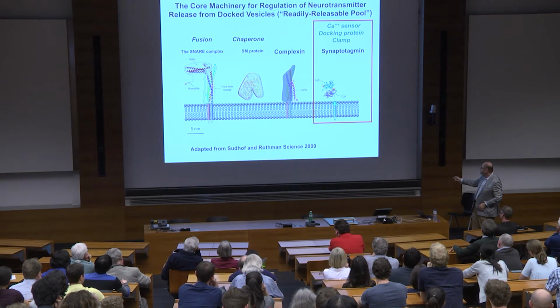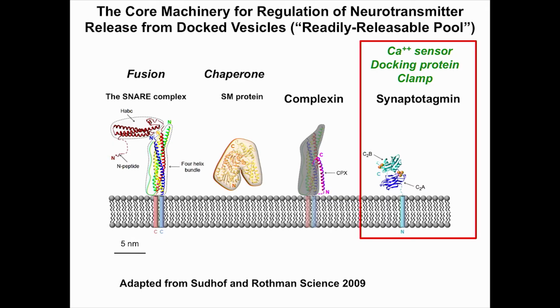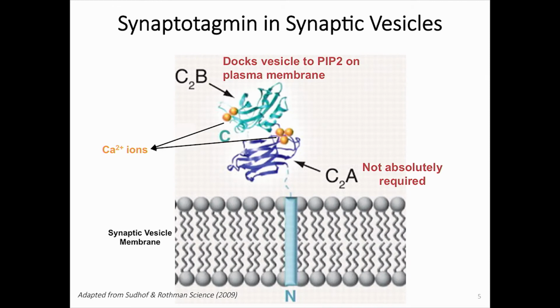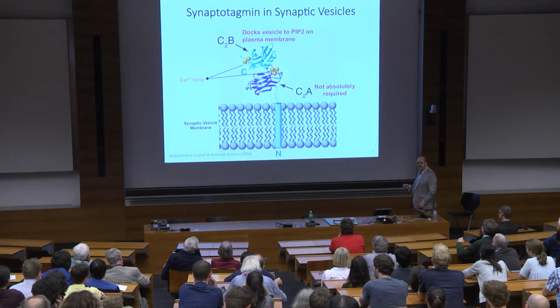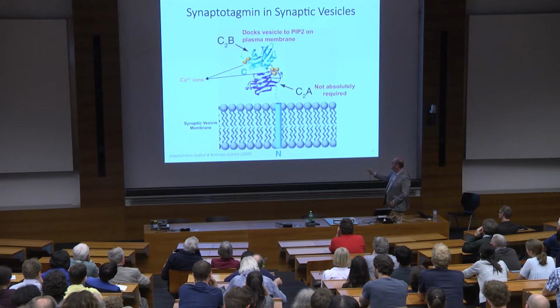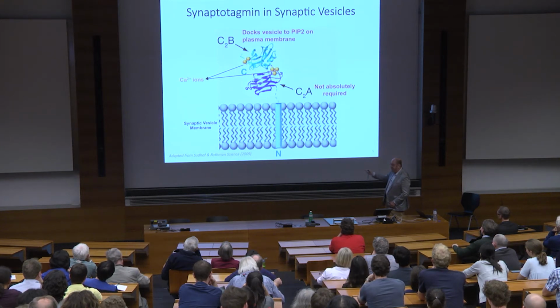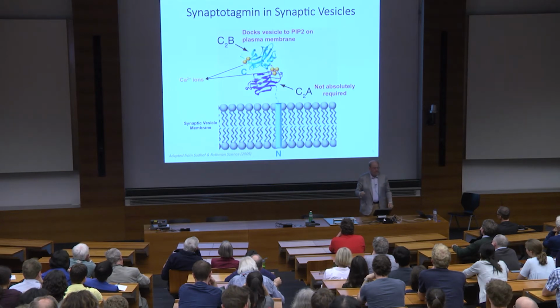Synaptotagmin consists of a membrane anchor. It's anchored in the synaptic vesicle, and it has two repeat domains. They're very similar to each other, an A domain and a B domain called C2A and C2B. Each binds calcium ions at aspartic acid residues, and the binding of those ions, especially at the membrane distal B domain, is essential. The A domain can be mutated, and there are effects on synaptic transmission, but none as dramatic as when you mutate out the aspartic acids.